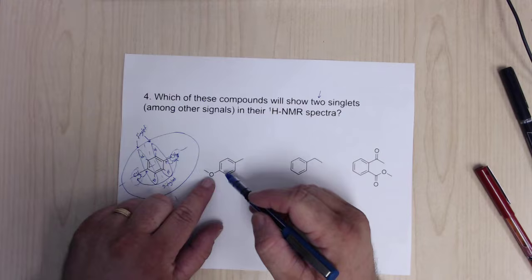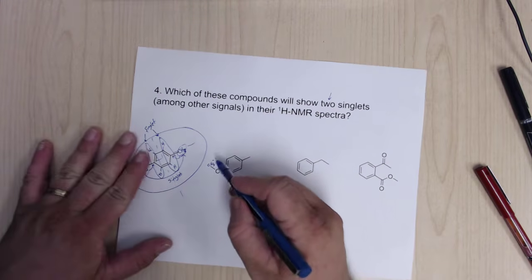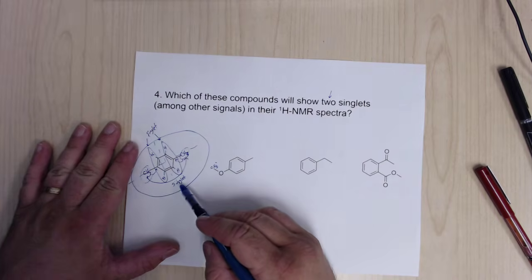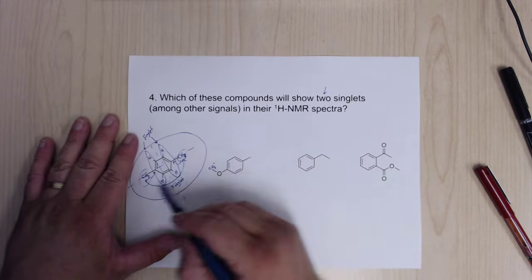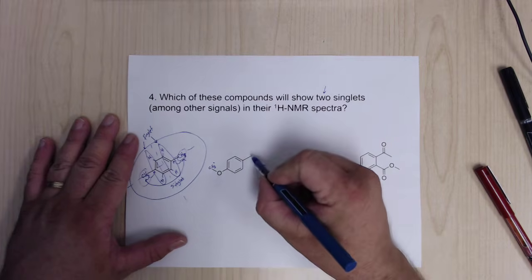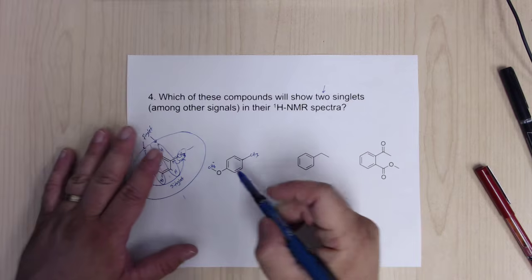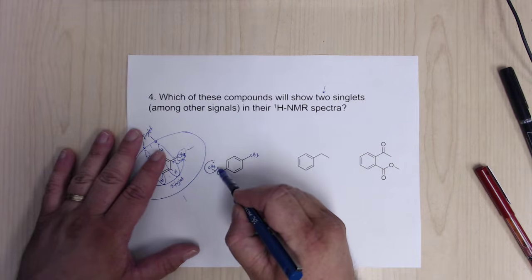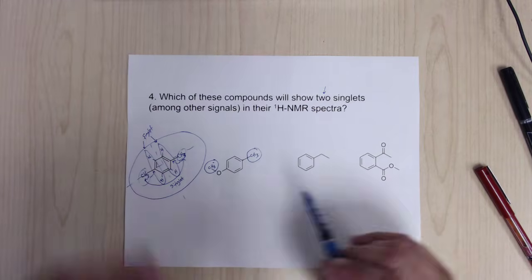So what about this one? This is CH3, so this one would be singlet, singlet. Here it's singlet and singlet, because there's no plane of symmetry in here, but this one would be a singlet, no neighbors. This one would also be a singlet, no neighbors.